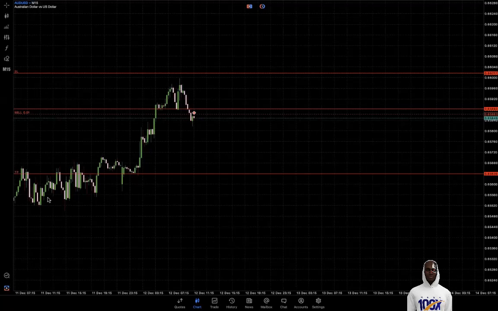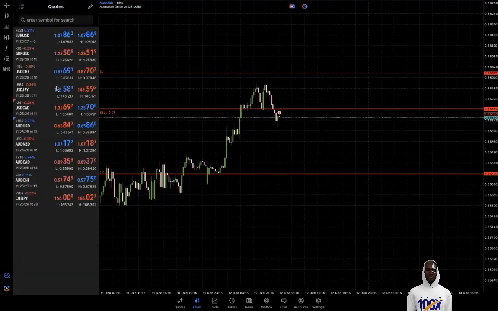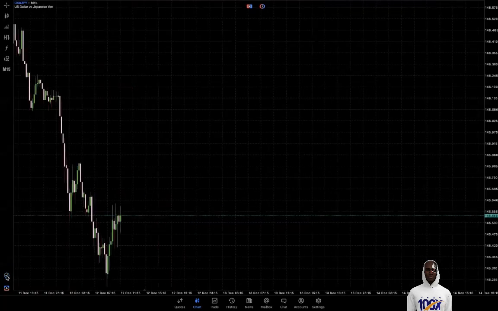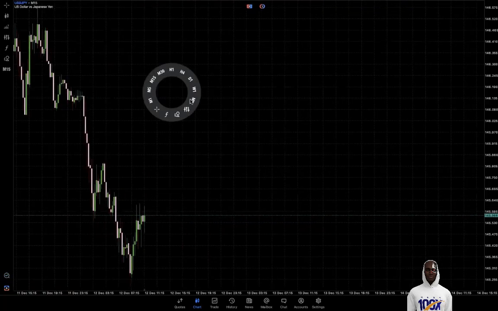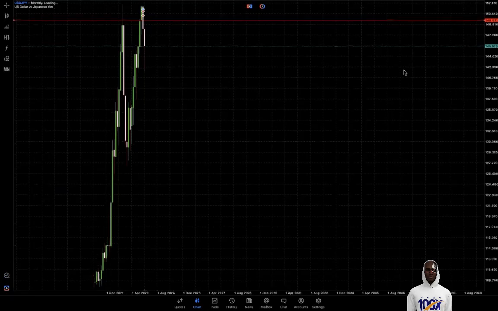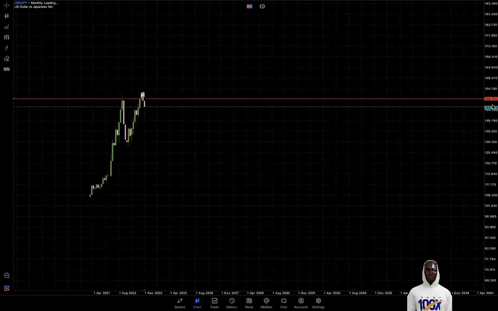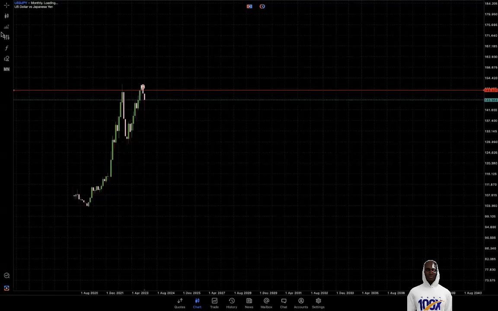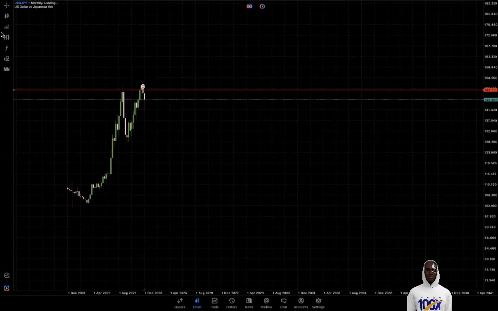Okay, so now let's do USD JPY. Let's start with the monthly time frame for USD JPY. We can see some interesting chart on USD JPY. Interestingly, USD JPY has been bullish for the past 2 to 3 years now.